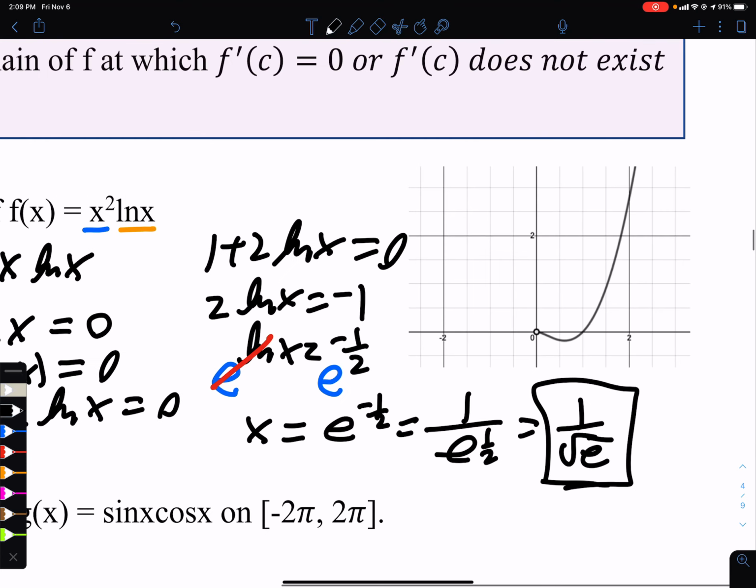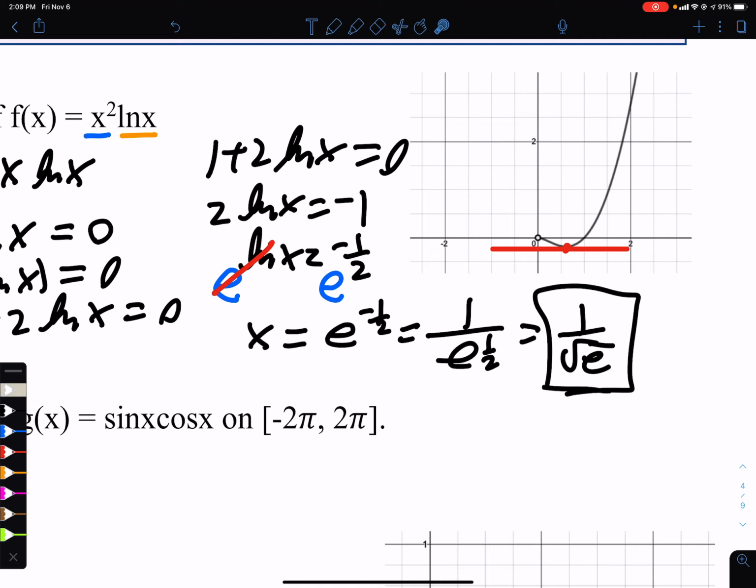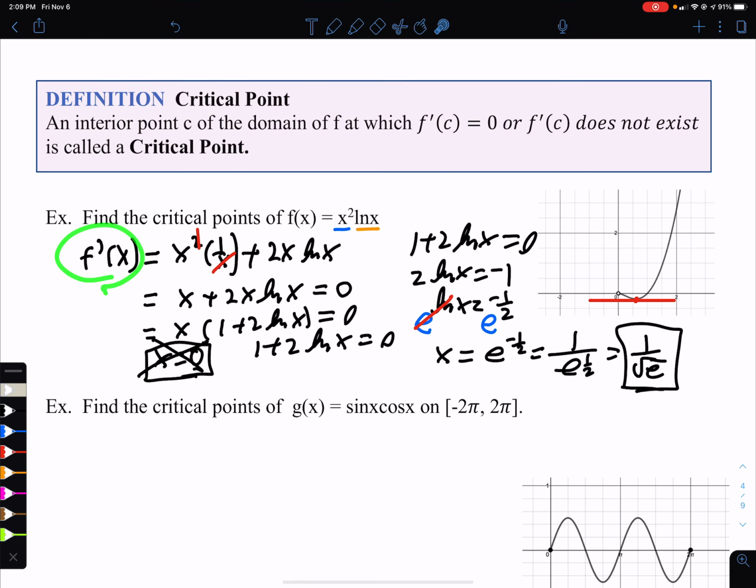What is a critical point? It's where the derivative is 0 or does not exist. Well, notice from this graph, at this point right here, what's the slope of the tangent line? It's 0. So that's why there's a critical point right here, because at that value the derivative equals 0. That's how we found that critical point.